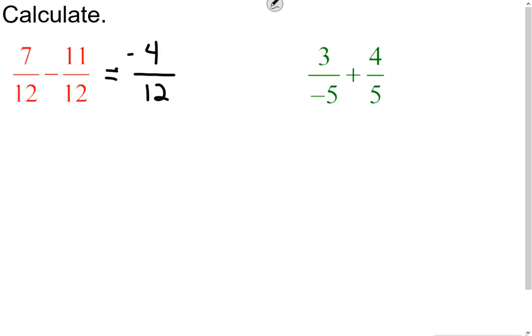And we always want to have a simplified fraction. So we look at this and go, well, they both have a common factor of 4 in them. We divide that 4 out. The 4 becomes 1. The 12 becomes 3. And I end up with a final answer of -1/3.